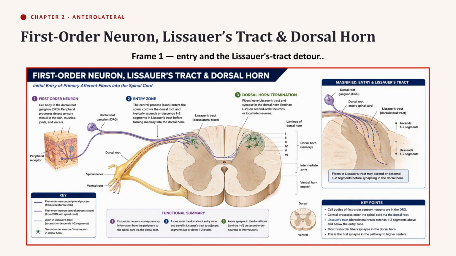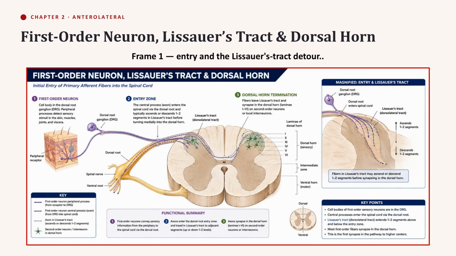Look at the magnified inset on the right. Fibers spreading up and down 1 to 2 levels before they terminate. That vertical spread is the origin of the crossing delay. It's the reason a spinothalamic sensory level sits a segment or two below the actual lesion, and it's why we say the anterolateral deficit begins below the lesion rather than exactly at it. Fix that now. It saves you from mislocalizing a cord level by a segment.